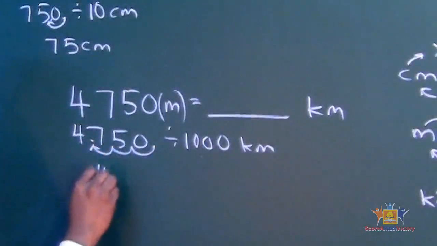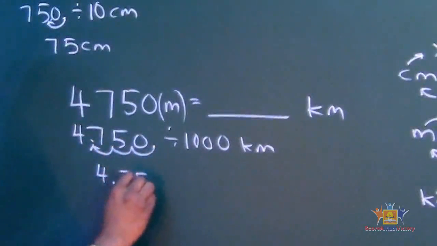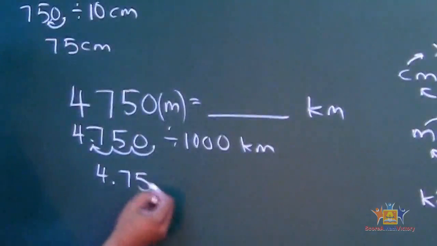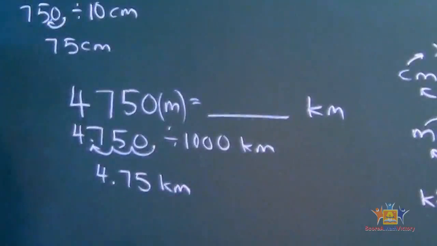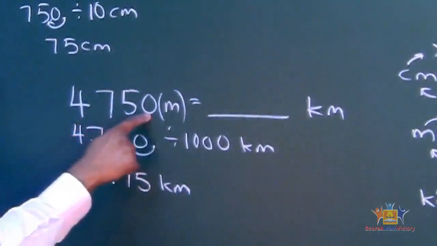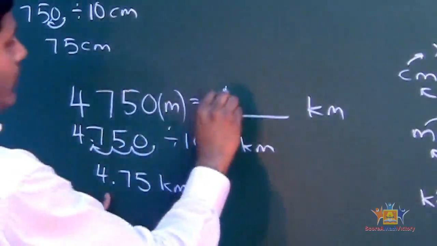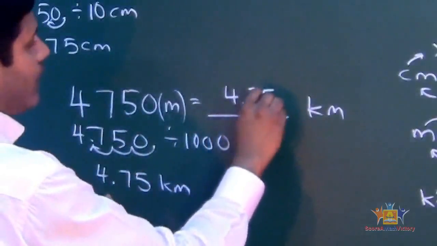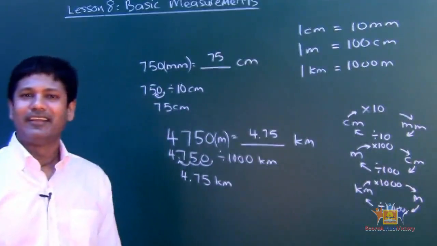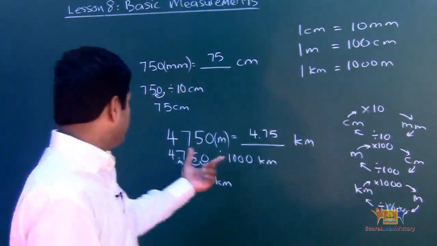So it becomes 4.75. See, the 0 has no value in our decimal. Remember, I'm just going to drop that. Equals kilometers. So 4,750 meters is equal to 4.75 kilometers. See that?